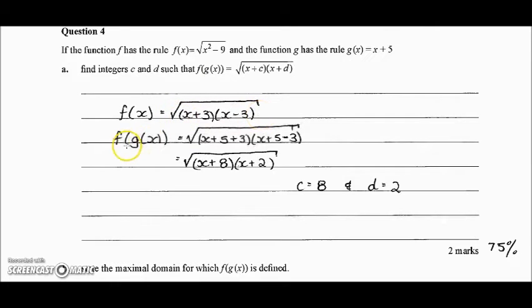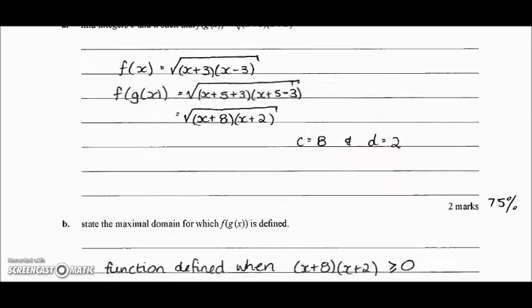So then f of g of x, if we sub in x plus 5 in for x, we get, instead of x plus 3, x plus 5 plus 3, and x plus 5 minus 3, which simplifies to (x plus 8)(x plus 2). So c is 8 and d is equal to 2. And of course, if you had c equals 2 and d equals 8, that would have been correct as well.